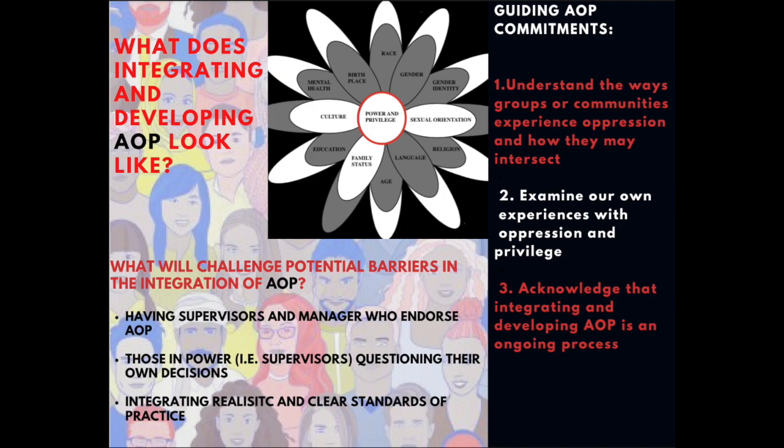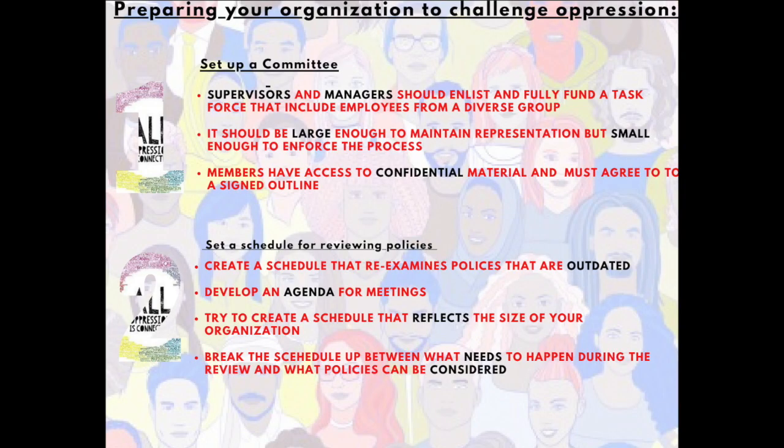So what will challenge potential barriers in the integration of AOP? Having supervisors and managers who endorse AOP, those in power, i.e. supervisors, questioning their own decisions, and integrating realistic and clear standards of practice. Barnoff and Coleman, 2007, presented these 3 strategies that can be carried out in an agency practicing AOP or wanting to apply it. It helps employers, social workers, and service users navigate an AOP system clearly, educate and engage authentically with one another, and empower the clients we work with.